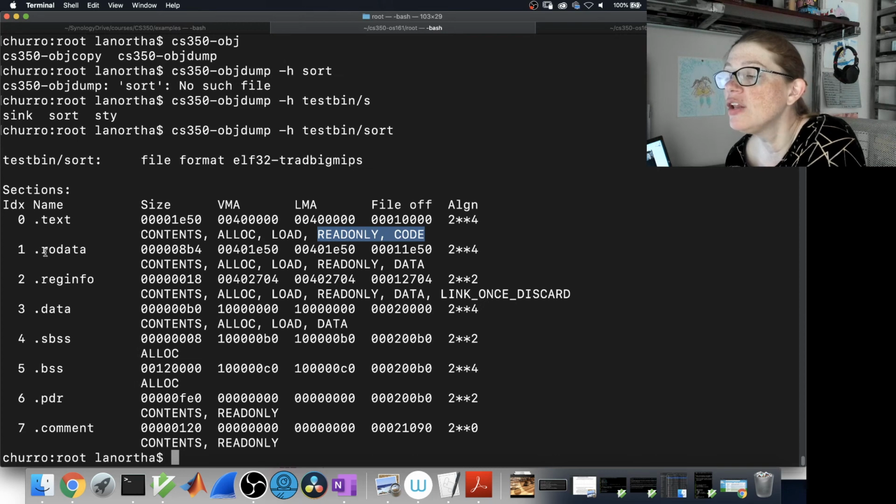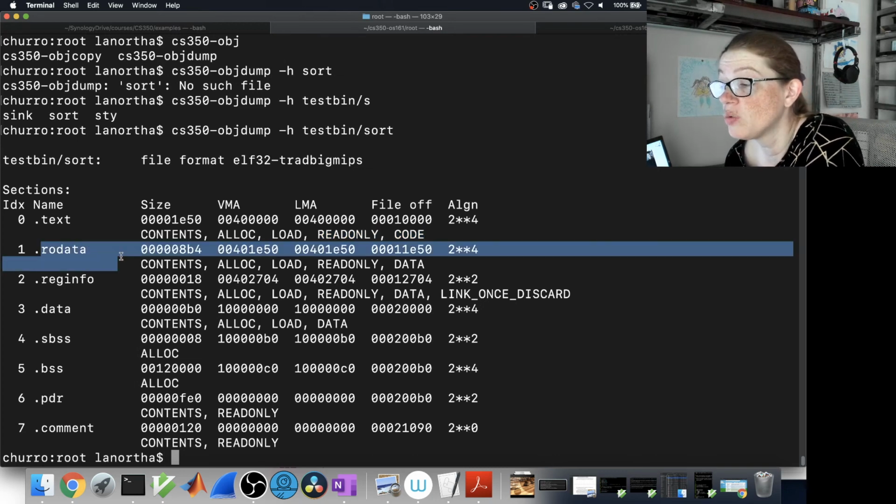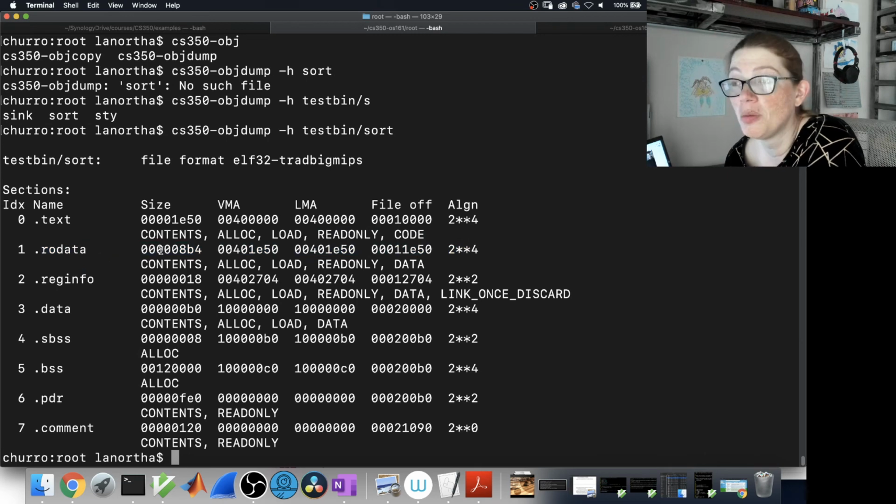Now, what gets included in the text segment in OS 161 is also the read-only data. So that's any global constants. And you'll see here how big it is, where in virtual memory that's going to live. You'll see where in the file you can find that data. And again, load read-only. And then the data segment is down here.